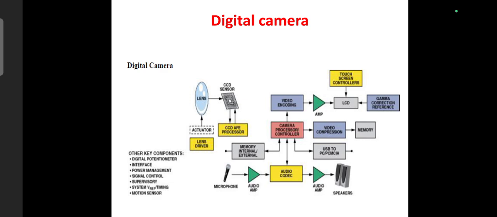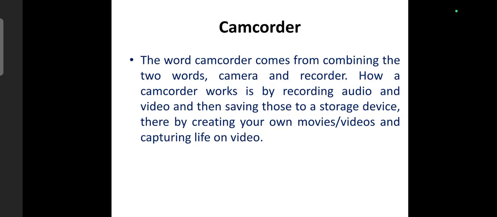If the image is blurred or not properly exposed, it can simply be deleted and captured again without any additional cost. This complete process from capturing light to storing the image takes only a fraction of a second in modern digital cameras. Next, we'll see the applications and advantages of digital camera before moving to the camcorder.